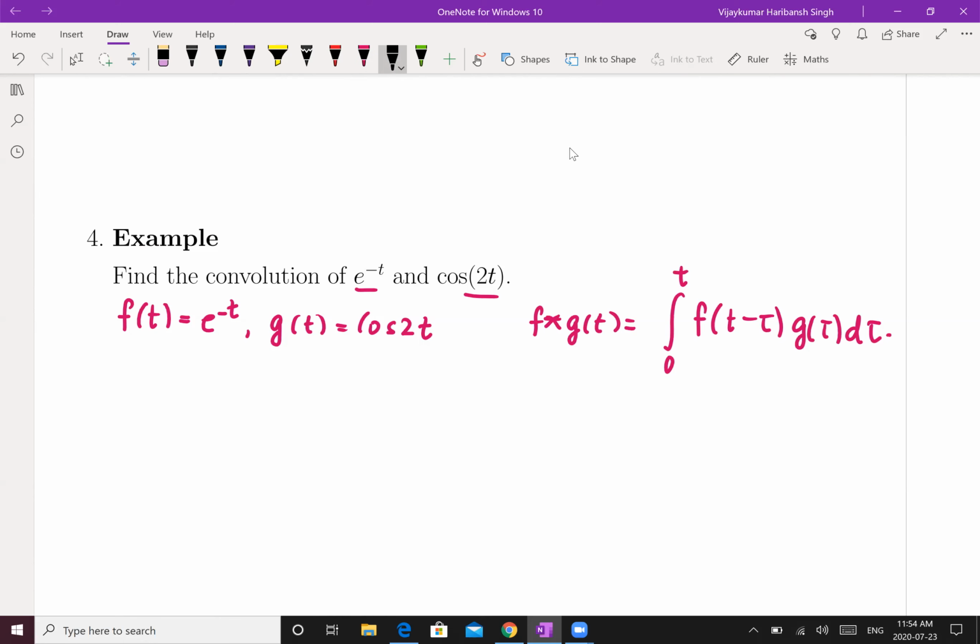So therefore f star g of t is the integral from 0 to t of e to the power minus of t minus tau, g of tau, which is cos of 2 tau, d tau. So now we want to compute this integral. We'll have to use integration by parts.